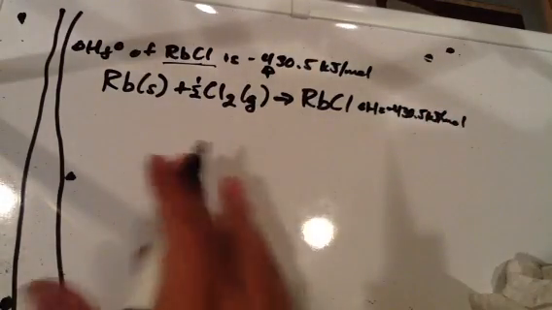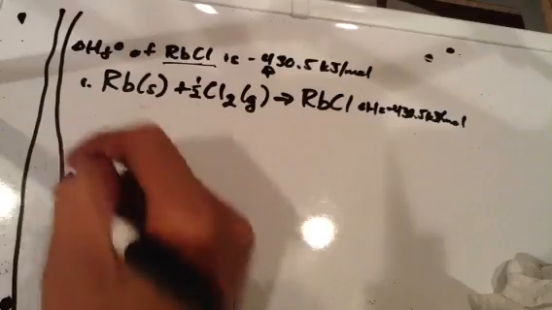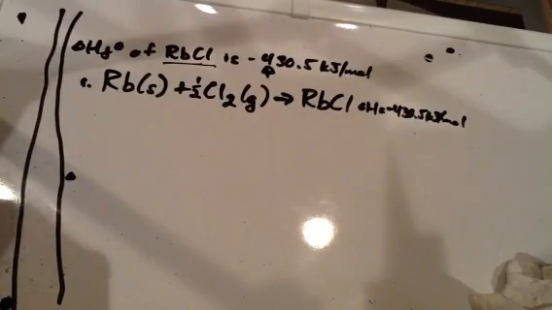I know it's looking a little crazy. I need to learn how to write a little bit smaller with a thick marker. So the second piece of information, this is one, the second piece of information is the enthalpy of sublimation.